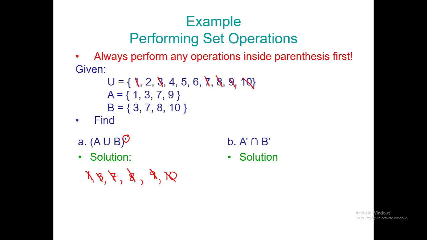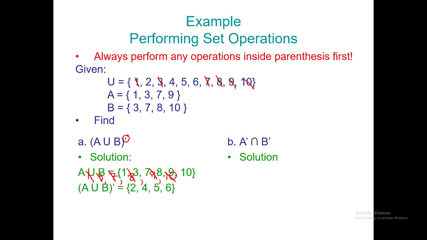What is left in our universal set now? 4, 5, 6. There you go. That is the answer. 2, 4, 5, and 6. Okay? Letter B.